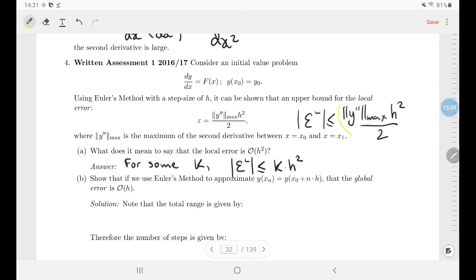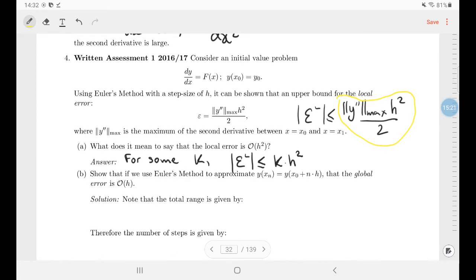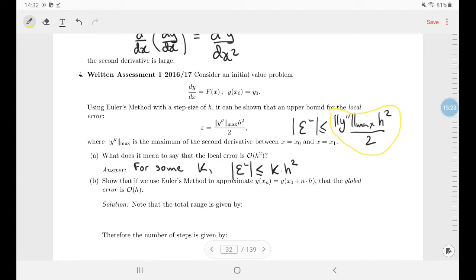Sure enough, it's less than a multiple of h squared, the k here being the maximum of the second derivative over the little subinterval, over 2. Show that if we use Euler's method to approximate this, the global error is order h. So this was something in the notes.